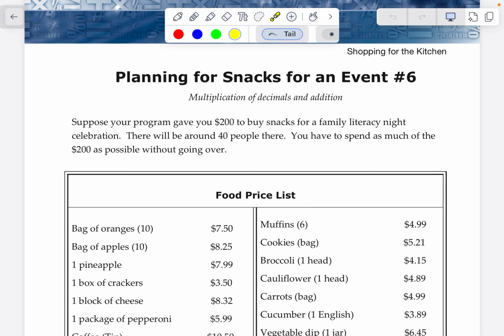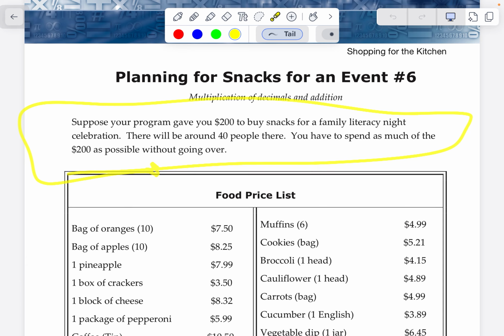Okay, so first let's start with 6, then we'll go to 7. For 6, you're going to use the food price list that you see here to answer the question. So let's talk about what you wanted to do. At the top of your paper, if you have a sheet of paper, please write just number 6.